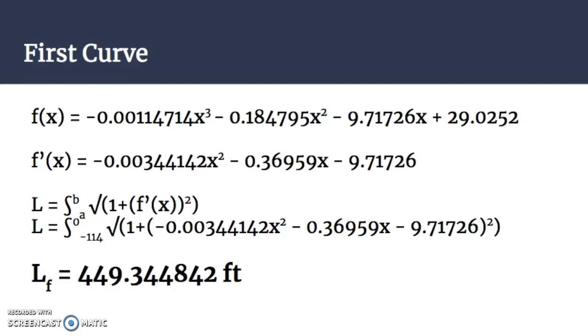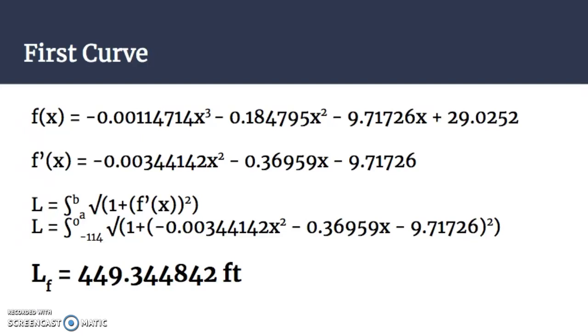I also found the equation for this cubic function that best fits this path, which is f of x equals negative 0.00114714 x cubed minus 0.184795 x squared minus 9.717226 x plus 29.0252. I then found f prime of x by finding the derivative of f of x.